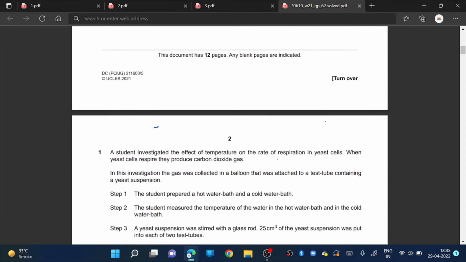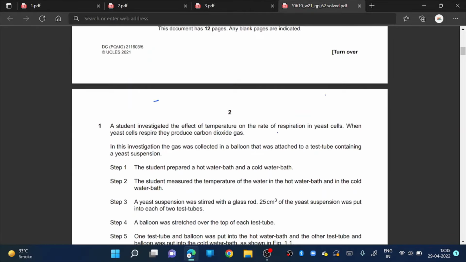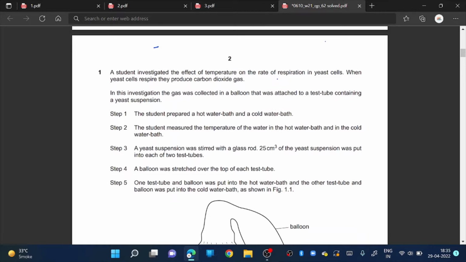This paper generally has a lot of diagrams, graphs, etc. So you need to be right at the top of the paper right from the start. So, we are starting with the reading of the question. The student investigated the effect of temperature on the rate of respiration in a yeast cell.